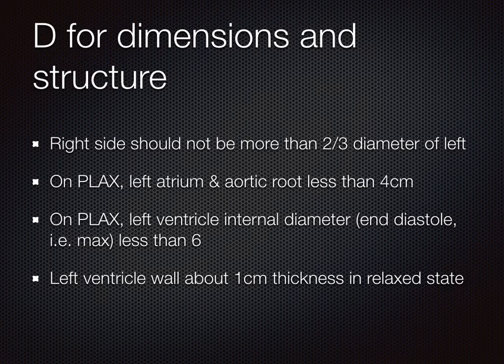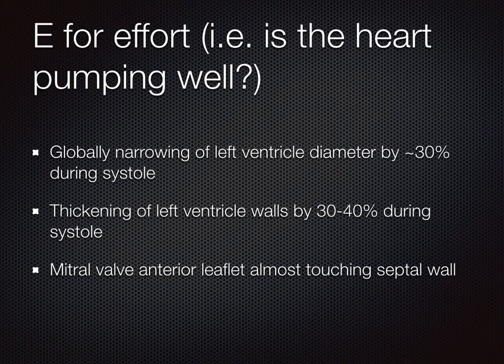On the parasternal views, certainly remember we said the left atrium and aortic root should be less than 4 centimeters, and on most of the views, especially on the parasternal long axis, the left ventricular internal diameter at its maximum, i.e. at the end of diastole, should be less than 6 centimeters. We also said that looking at the left ventricle wall, this should be about 1 centimeter thickness in a relaxed state. So this will be in diastole. So obviously the range is between 9 and 12, but 1 centimeter is quite good. Okay, so let's have a look.